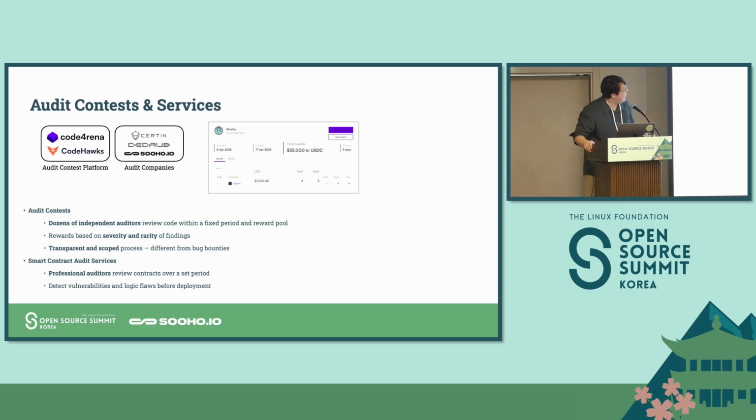You can see that in the slide. There is a project called Kinetic. They requested 9 days of audit time, and they deposited around $35,000 for the reward. The reward will be given to auditors based on their findings. The amount of reward is related to severity and rarity.